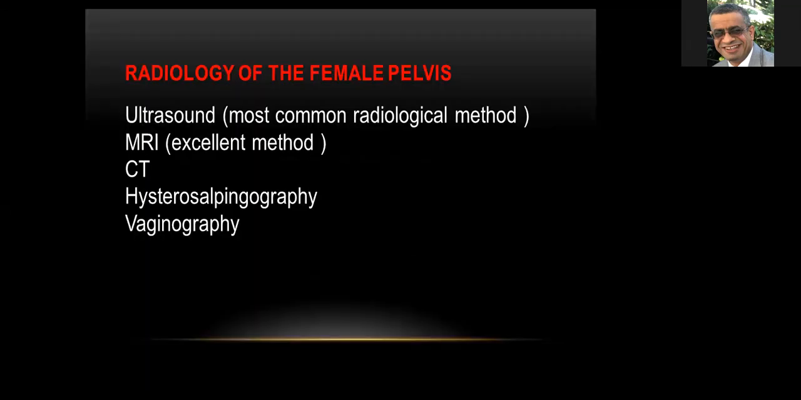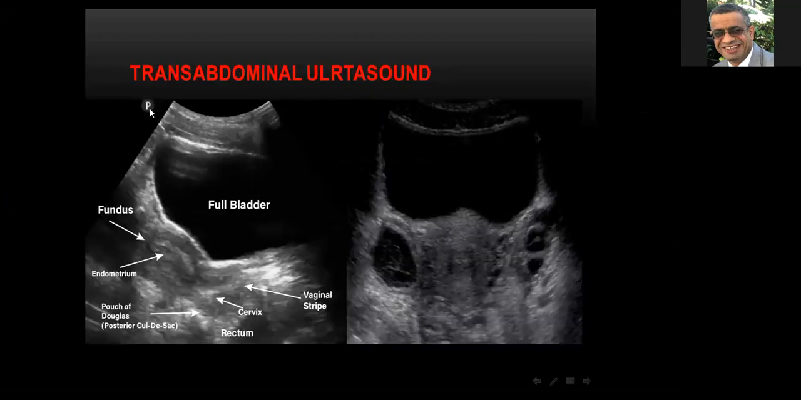Now we talk about the radiology of the female pelvis. The first modality we have is ultrasound, which is the most common radiological method. MRI, which is an excellent method. CT, hysterosalpingography, and vaginography. Regarding ultrasound, we have transabdominal ultrasound.